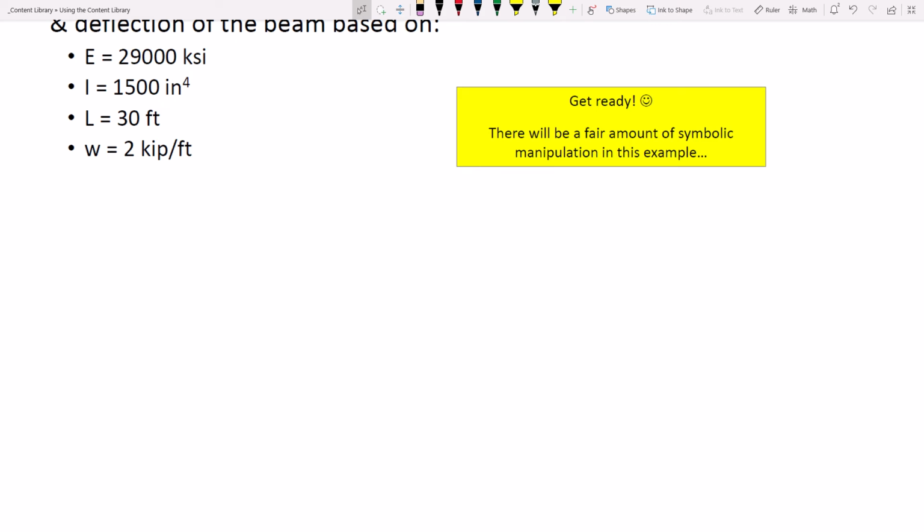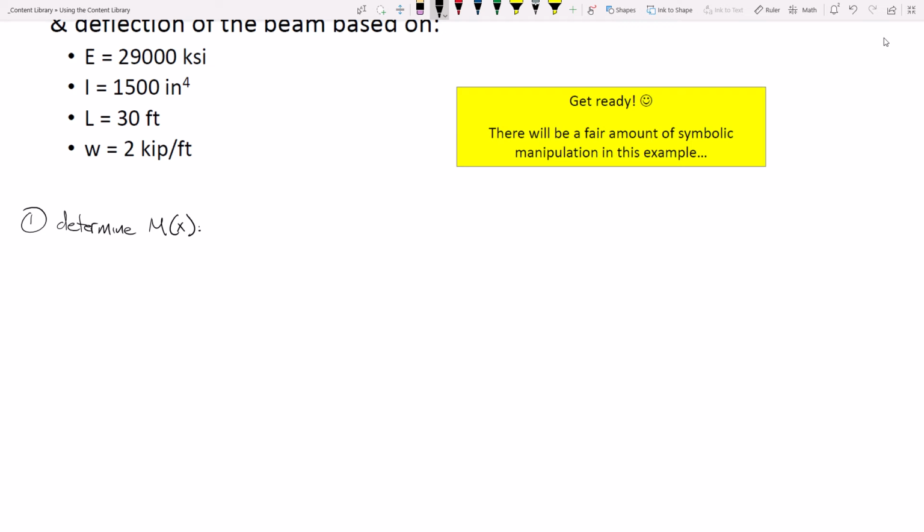We can call it step 1 if you want, it doesn't really matter. Step 1, determine M of x, our moment function. Now, before we start chugging away at things, let's use a little bit of common sense and make sure that the answer we get jives with what we think it should look like. Now, what I mean by determine M of x, what is M of x?